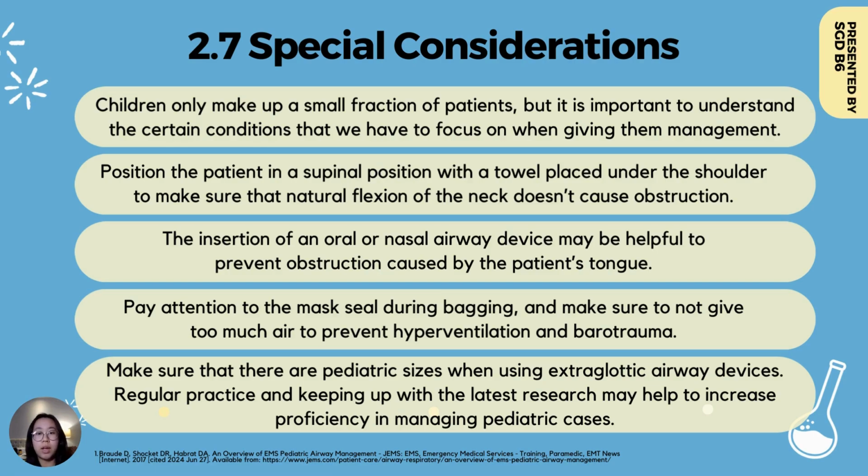The tongue also poses a high risk towards airway obstruction. In children, the tongue is proportionally larger in the oropharynx. Thus, the insertion of an oral or nasal airway can prove to be helpful in situations like this. It is also important to note that some pediatric patients don't have fully grown teeth, which can cause some difficulty in ensuring a good mask seal because of a lack of platform for the mask to rest on.